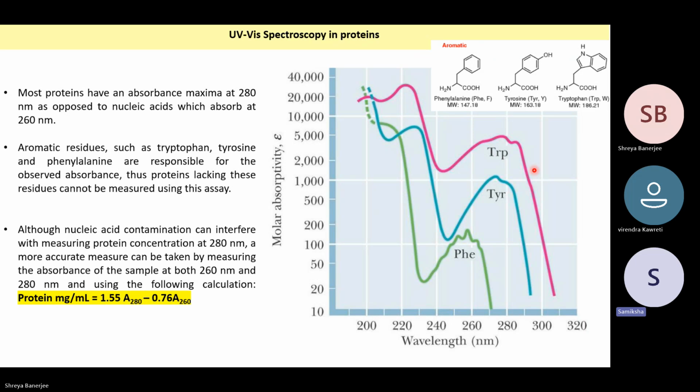Ma'am, in this case, can we measure the DNA structure? Purines and pyrimidines also have aromaticity. They will also show up, that is what this is saying, that nucleic acids will show a peak around 260 nanometers. So yes, nucleic acids will also show up in the UV visible spectrophotometer. Okay, ma'am.